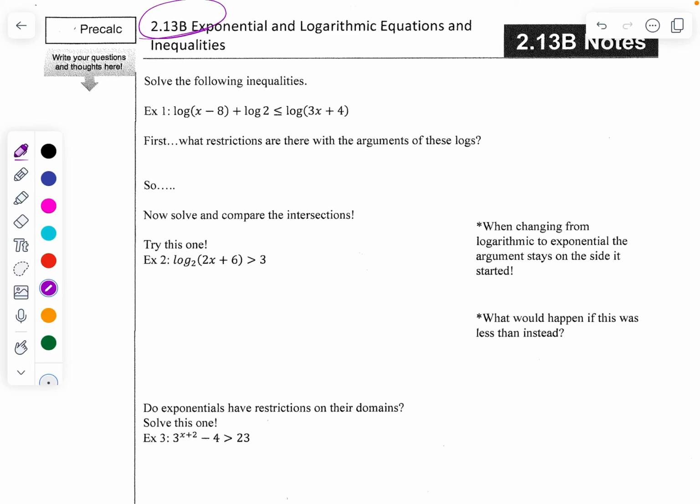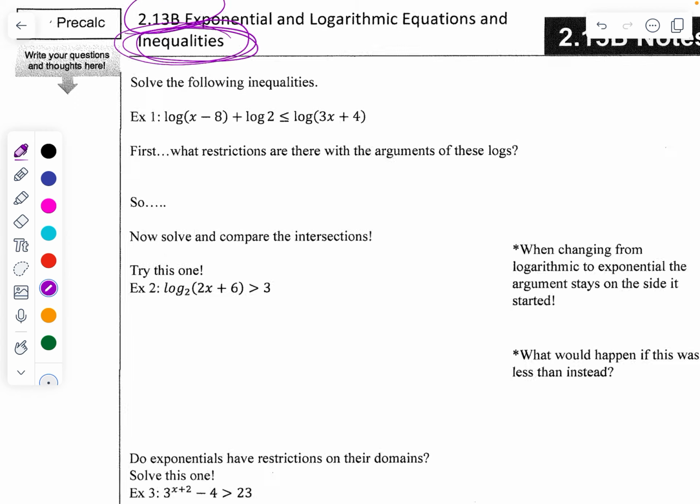Hey guys, today we're talking about section 13B, exponential and logarithmic equations, but this is the inequalities part. This is a pretty short section, so stay with me, okay?